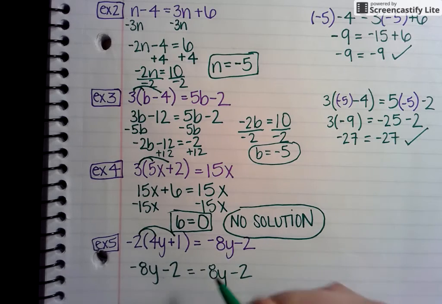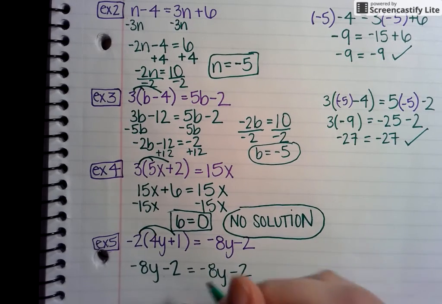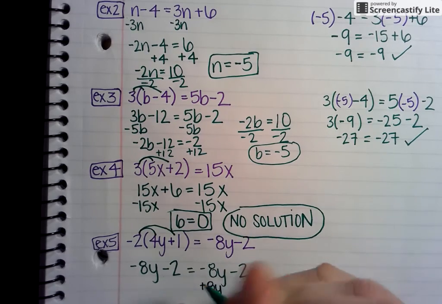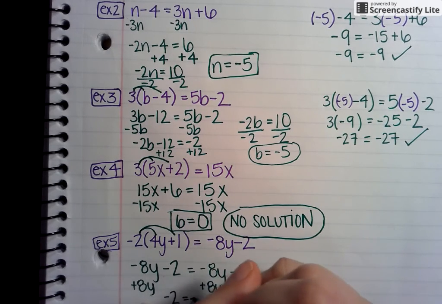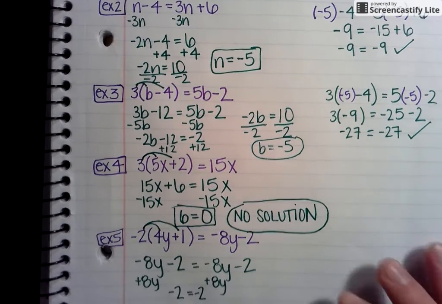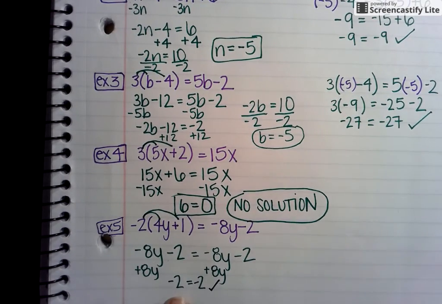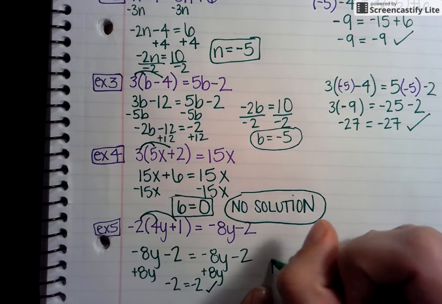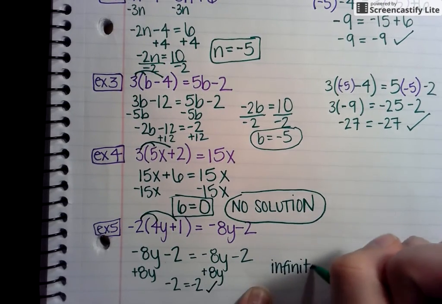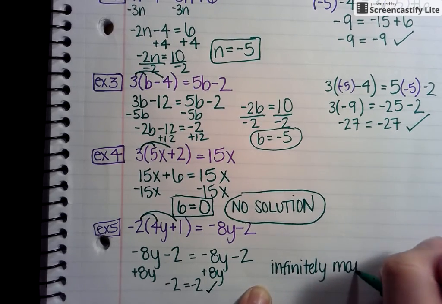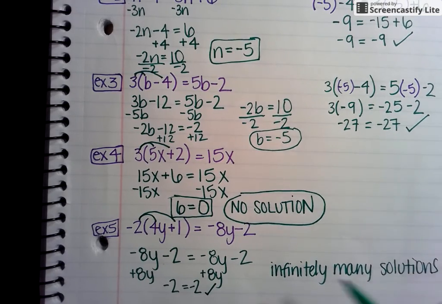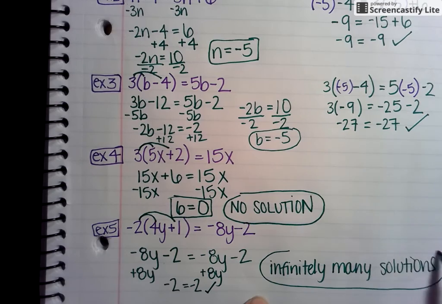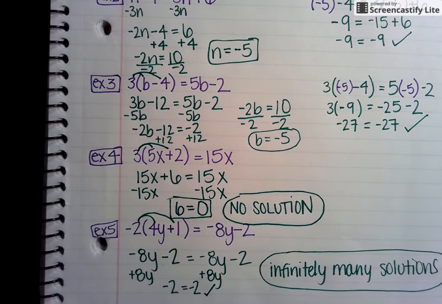Interesting. So now I'm going to put the variables on one side and the constants on the other. So I'm going to add 8y to both sides. Okay, and I'm going to get negative 2 is equal to negative 2. Is negative 2 equal to negative 2? Yes, it is. So it is true. That means you are going to have infinitely many solutions. Infinitely many solutions means that any number that you substitute into this equation will always make this equation equal.